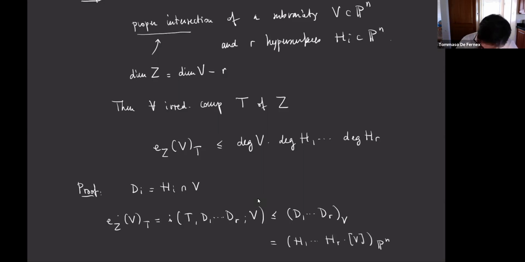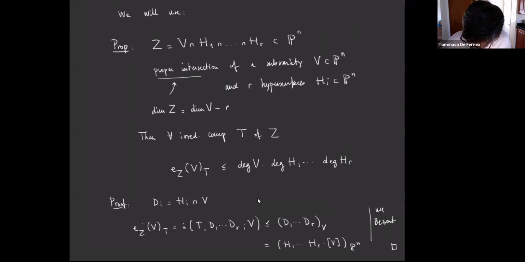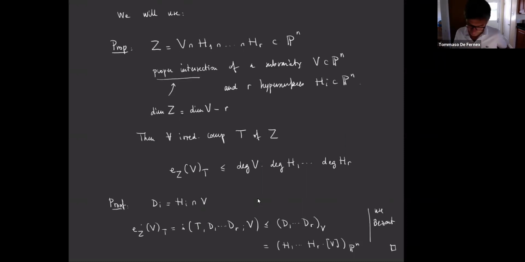So then you use Bezout at this point. Okay, so this is the first one. This is a thing that you expect, right? You expect the multiplicity of Z as a subscheme should be bounded by the degree of the variety times the degree of the equation cutting the subscheme of the variety.